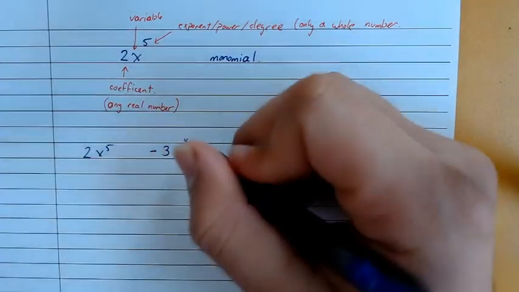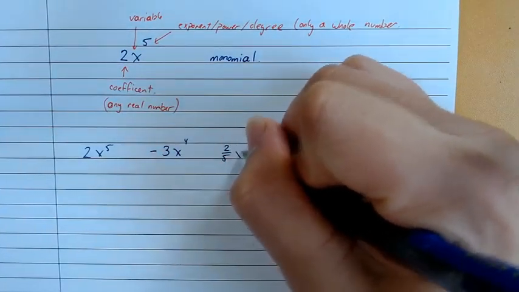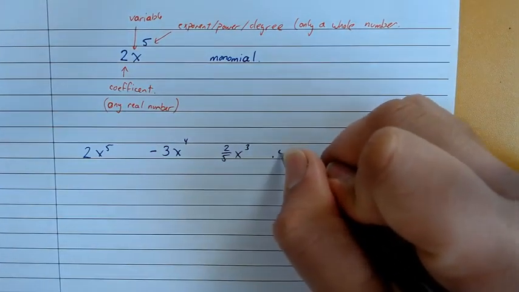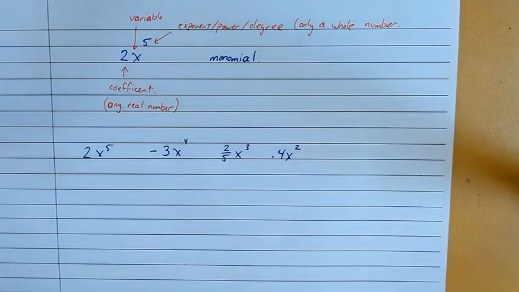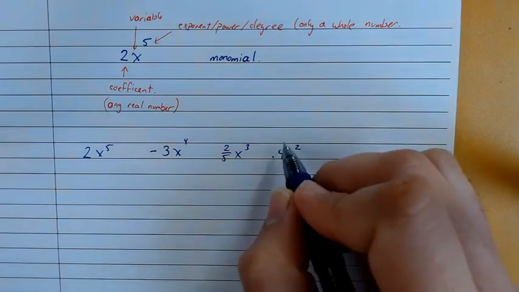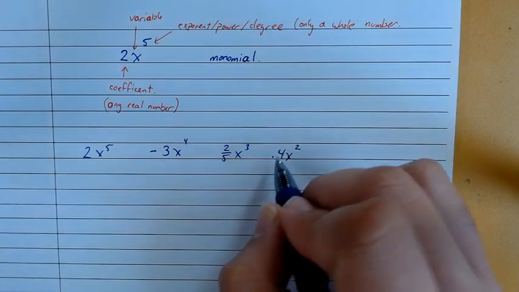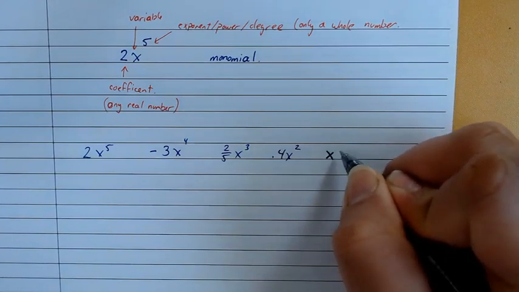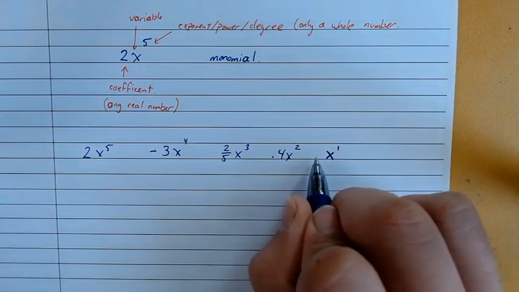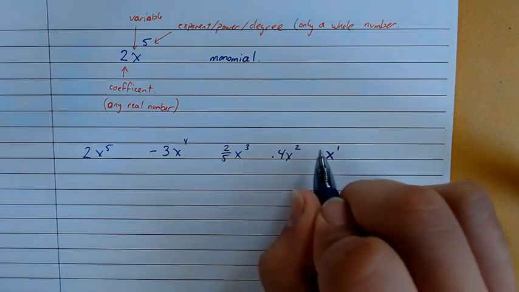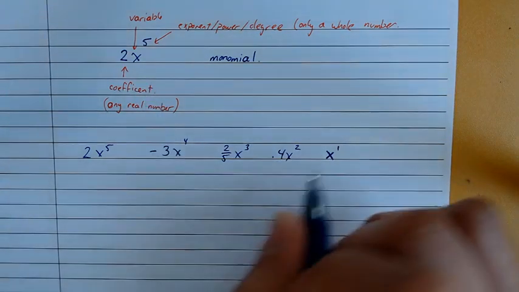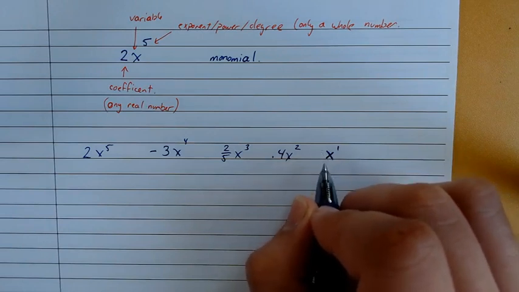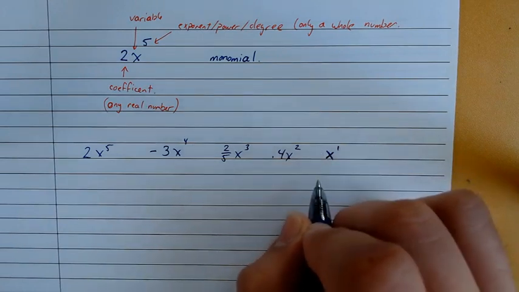We can have a fraction. We can say 2/5 x to the power 3. We can use a decimal. We can say 0.4 x to the power 2. We can use the number 1 if we like. Well, if it's the number 1, then we generally don't write it. So for example, x to the first power, that's like saying 1x to the first power. So here, that coefficient can be the number 1, but when we have the number 1, we generally don't write it. 1x, really we just write x.